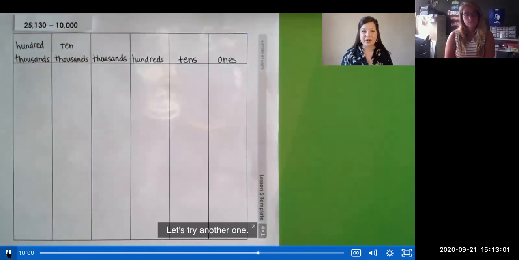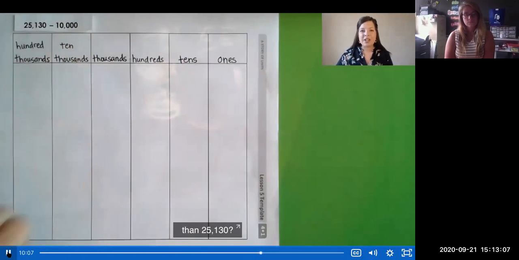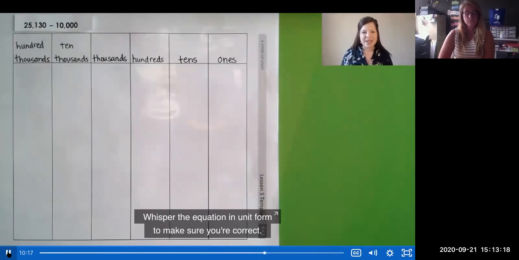Let's try another one. What number is 10,000 less than 25,130? Pause the video and use discs and numbers to find the difference. Whisper the equation in unit form to make sure you're correct. Pause the video and try this one on your own. Remember, unit form is when you're saying the actual place that the number is in.